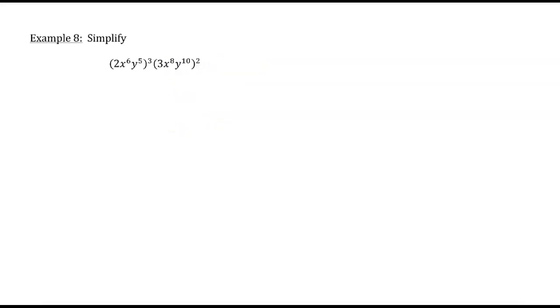Here in example 8, there's a lot going on, but just take it one step at a time. Looking at our first set of parentheses, we know that this exponent of 3 needs to apply to the 2, the x to the 6th, and the y to the 5th. In other words, we need 2 cubed times x to the 6th cubed times y to the 5th cubed. Looking at our second set of parentheses, we know that the 2 needs to apply to the 3, the x to the 8th, and the y to the 10th. That means that we need 3 squared times x to the 8th squared times y to the 10th squared.